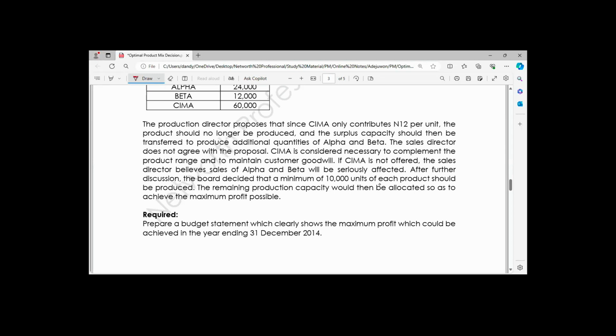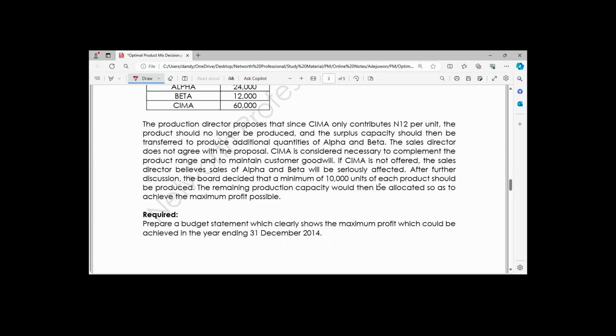CIMA is considered necessary to complement the product range and to maintain customer goodwill. If CIMA is not offered, the sales director believes sales of alpha and beta will be seriously affected. After further discussion, the board decided that a minimum of 10,000 units of each product should be produced.